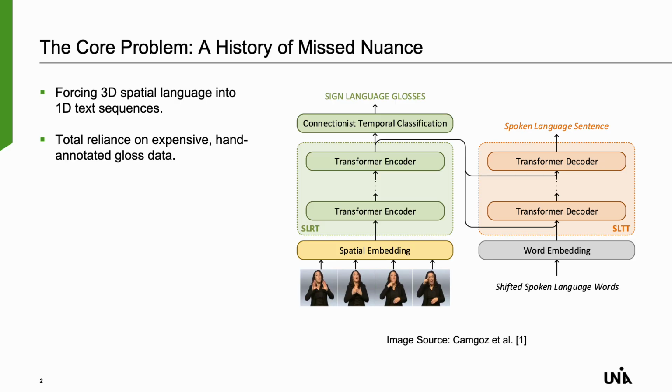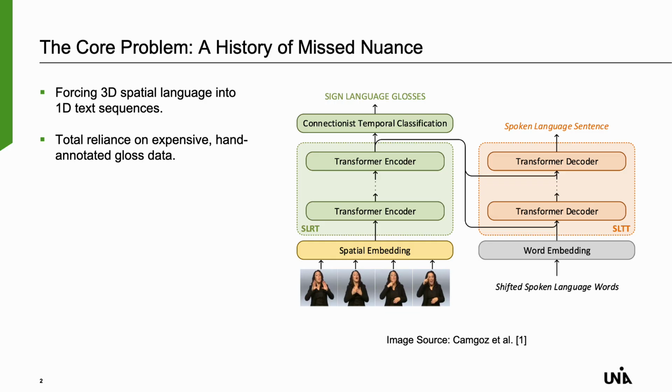To truly understand where the state of the art is today, we first have to look at what researchers were struggling with a few years ago. Historically, AI models treated sign language in a very rigid way. They tried to force a highly expressive 3D spatial language into a flat, one-dimensional text sequence. In the literature, this intermediate text step is called a gloss.